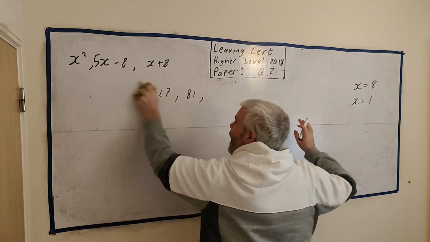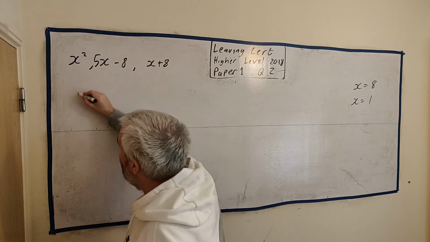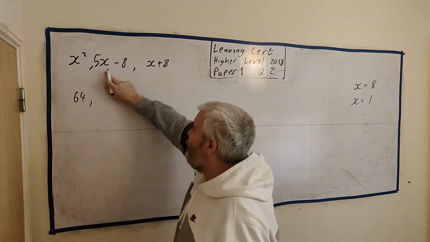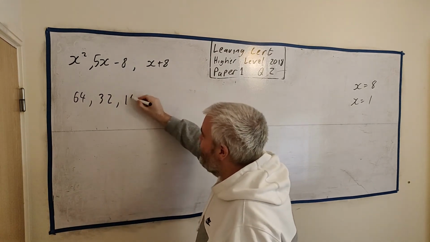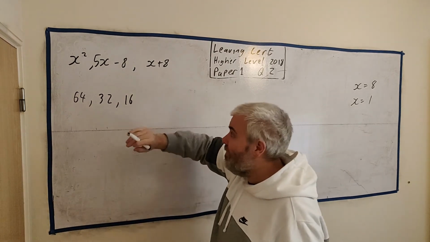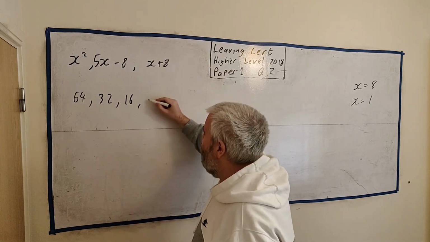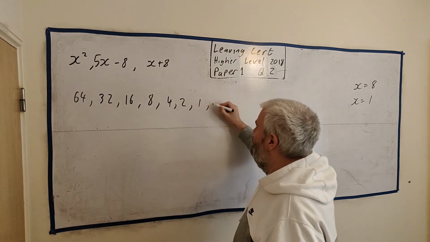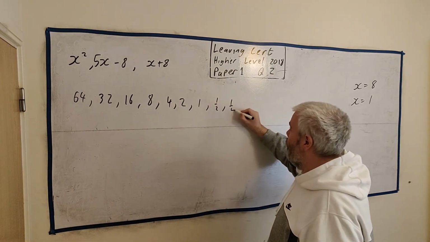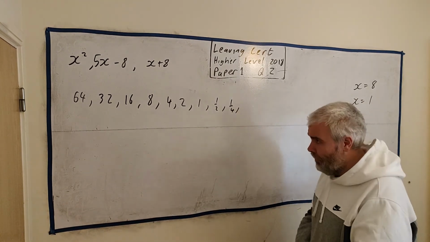Let's put in the number 8 into this series, and we'll see what happens. 8 squared is 64. Half of 64 is 32. Half of 32 is 16. And we can see the pattern here. It's a half, a half, a half. The next one will be 8. Then we'll have 4, 2, 1, a half, a quarter. This stays going on forever and ever and ever. That's what the sum to infinity is.